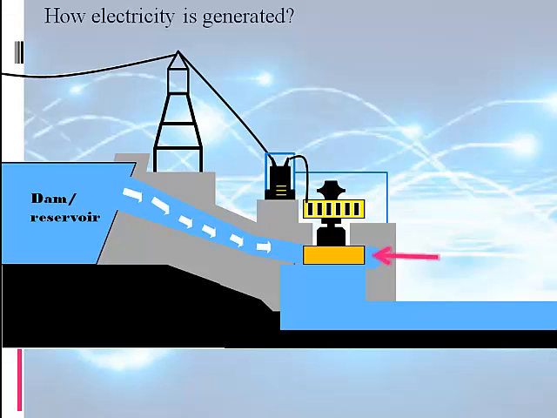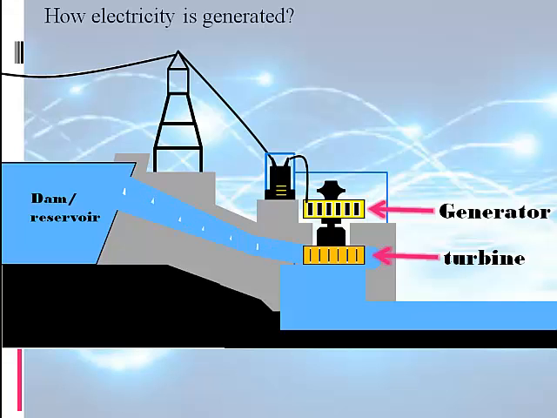This fast-flowing water turns large wheels called turbines. The turning of the turbine makes the machine called a generator produce electricity, and from the generator, electricity flows to the transformer. From the transformer, electricity is supplied to us.